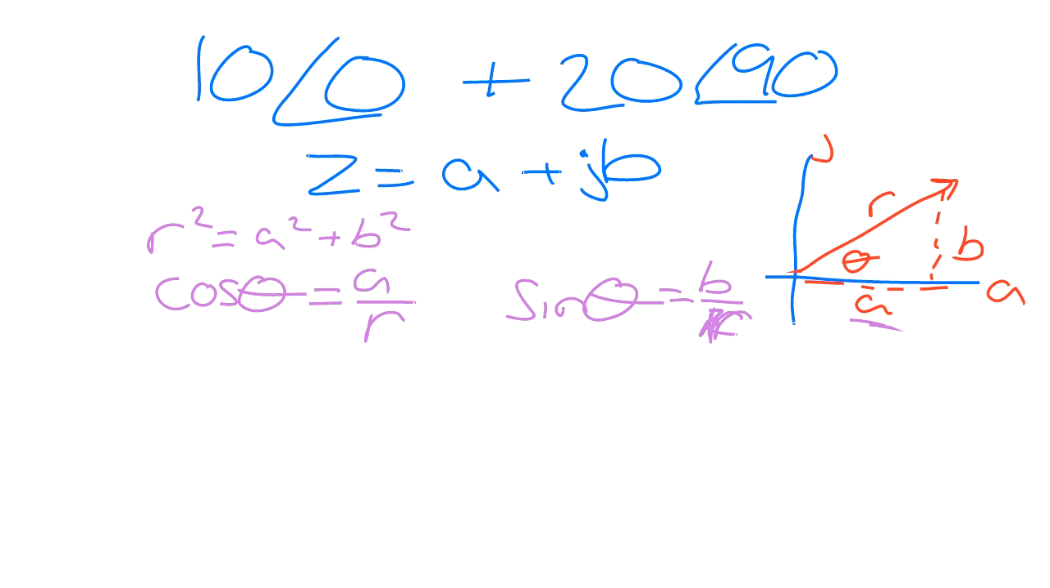Now with just a little bit of algebraic manipulation, we can just multiply both sides by r to give us r cosine theta equal to a, and r sine theta is equal to b. Again, I'm sorry about my writing. And so, using these formulas, r cosine theta and r sine theta, we can actually find the legs a and b for this complex notation.